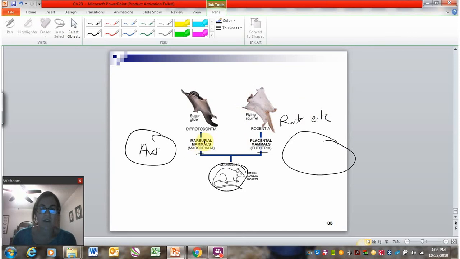Over in Australia, we had the marsupial mammals. Remember, that means a pouch, and that would include things like kangaroos and koalas and things like that. And from that lineage, there would be the sugar glider. And so they got that gliding trait through two distinct lineages that are not close relatives. And so they are analogous structures that are the result of convergent evolution.